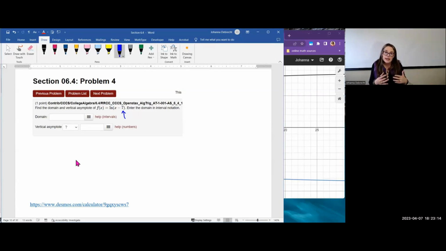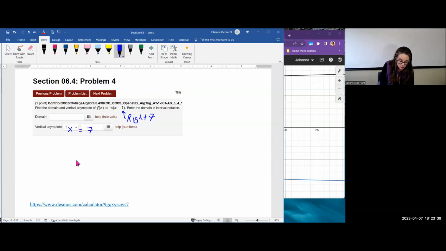But the -7 is next to x, so we do the opposite. Instead of going left, we go right 7. So everything got shifted to the right by 7, which basically means that my vertical asymptote goes from x equals 0 to x equals 7, right? So I know this is going to go over here to x equals 7.